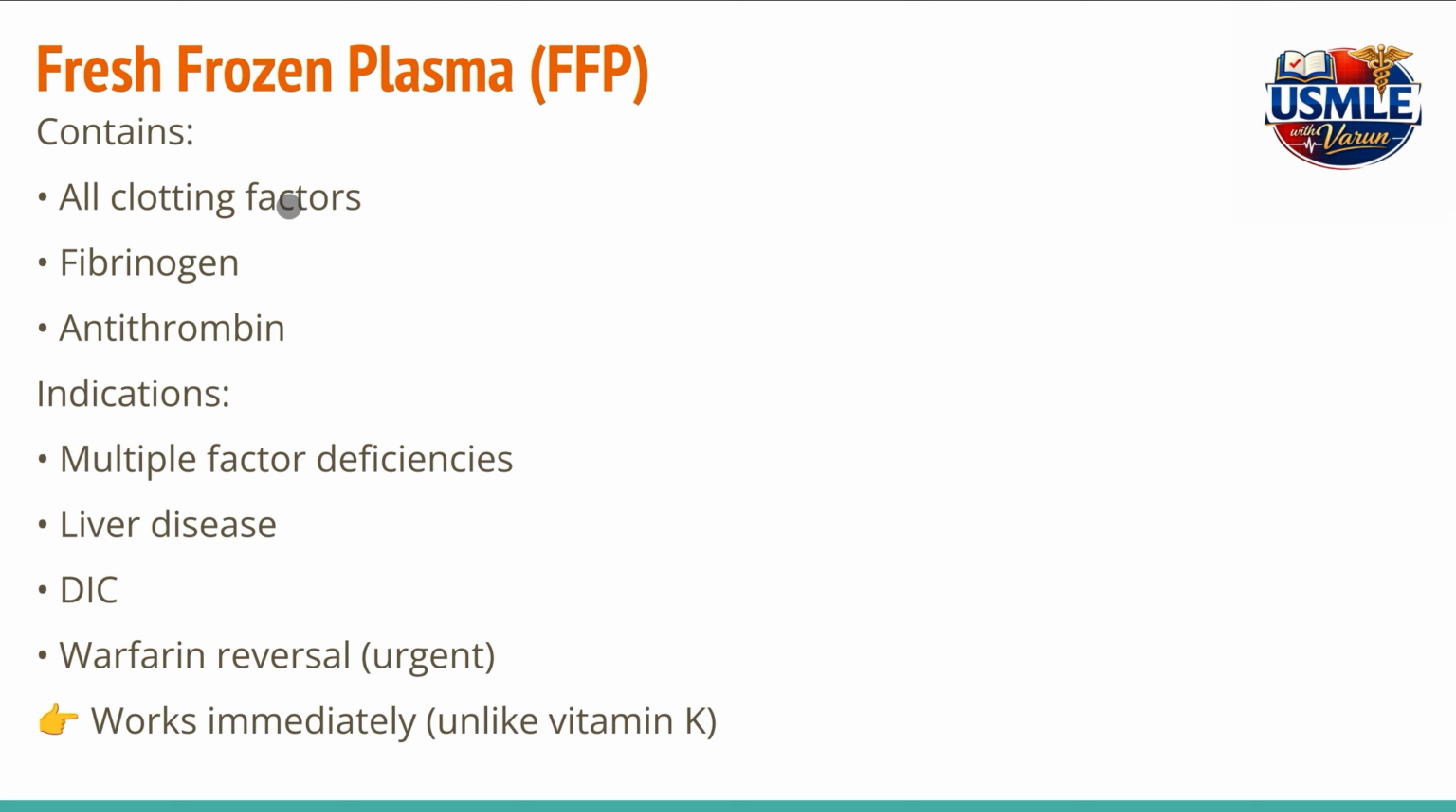Fresh frozen plasma contains all the clotting factors. It is used when there is a deficiency of multiple clotting factors, like in cases of liver disease or disseminated intravascular coagulation. It is also used for urgent reversal of warfarin toxicity because it works immediately, unlike vitamin K, which takes a lot of time.